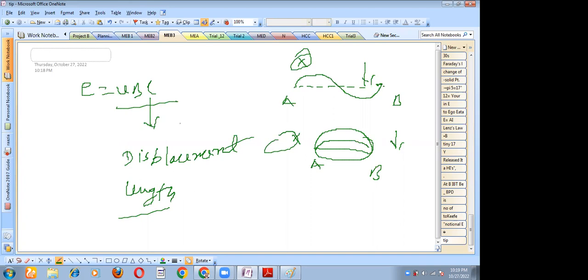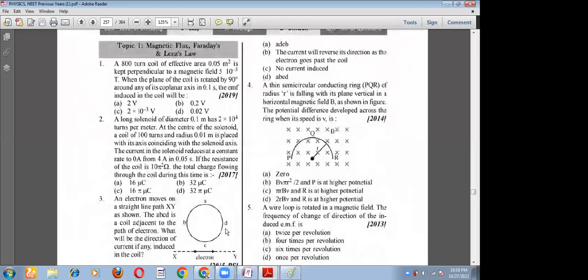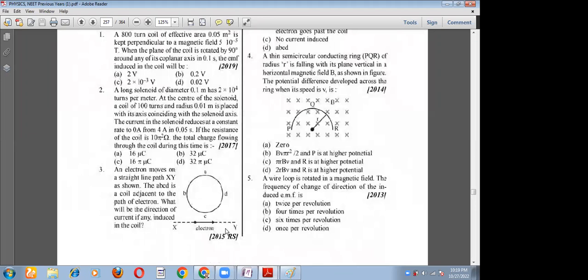That is the concept here. So based on that, let us do some questions of motional EMF. So first you try question number 4.